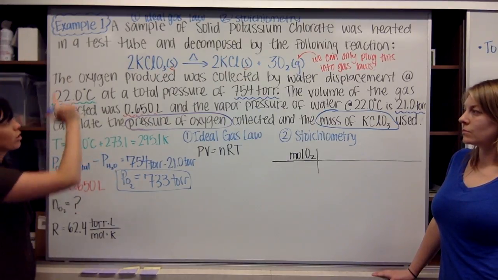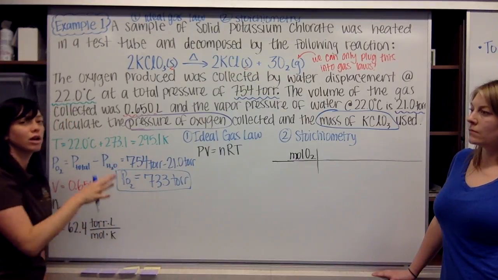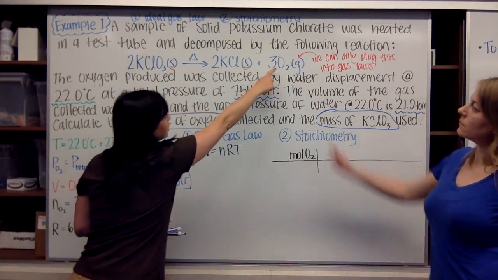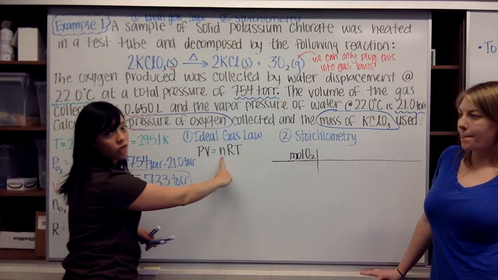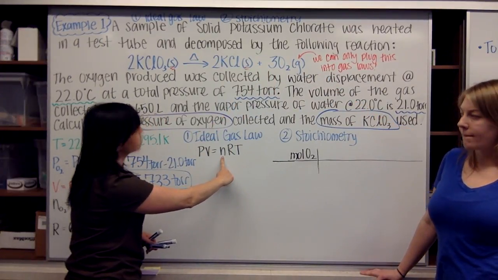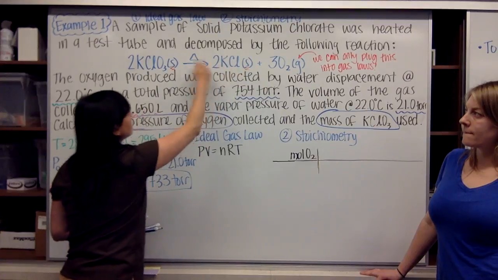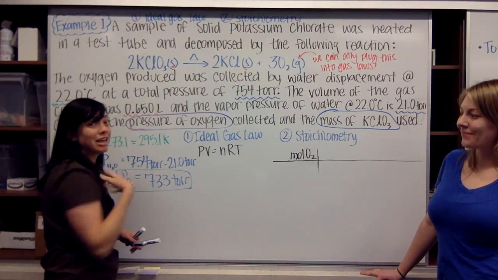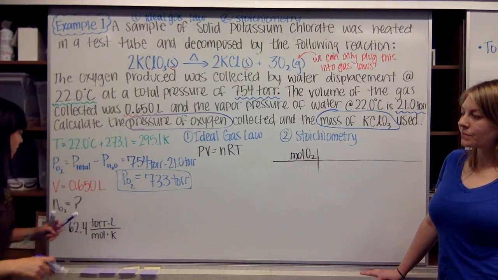Now we're going to solve for the mass of potassium chlorate used. Problem. Potassium chlorate is a solid. We can't plug it into our ideal gas law. So what I have to do is I have to plug in for oxygen, solve for my number of moles of oxygen using my ideal gas law, and then do stoichiometry backwards to solve for the amount of potassium chlorate that I used in grams. So quite a few steps involved.